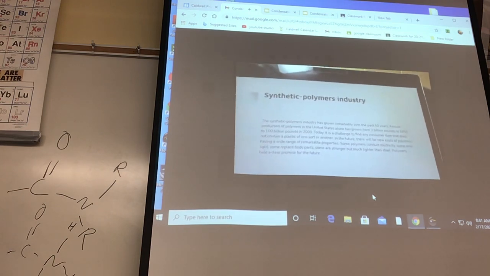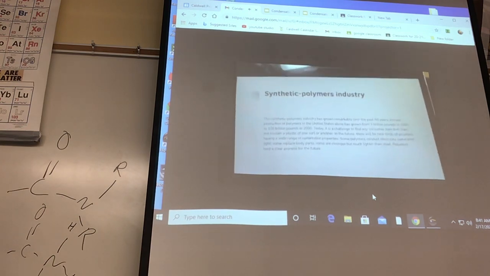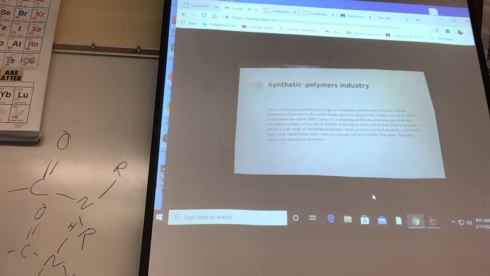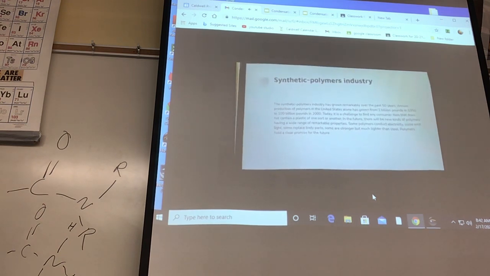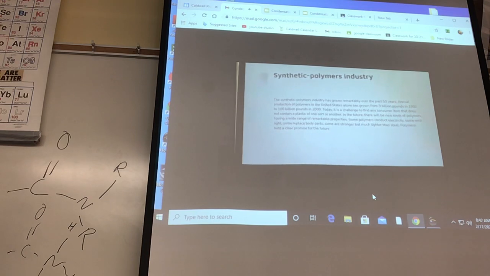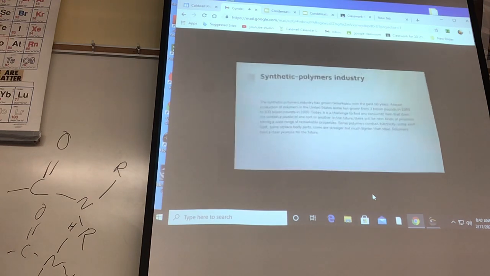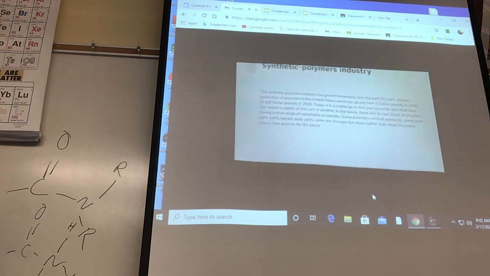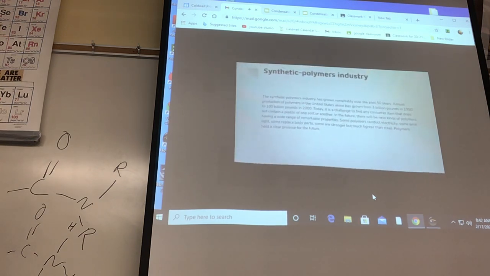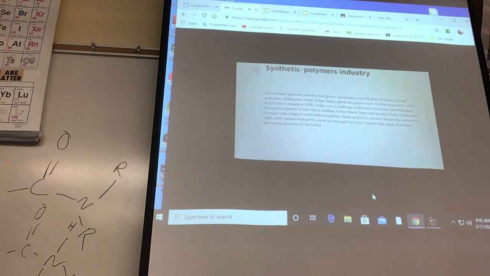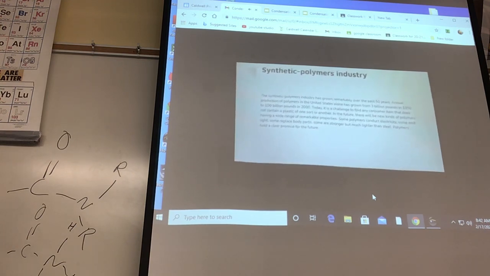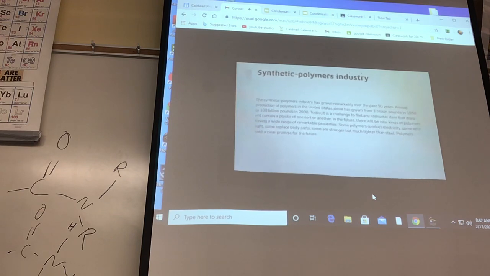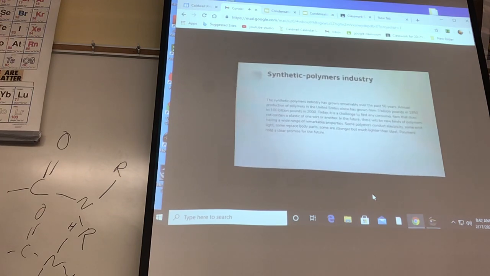The synthetic polymers industry has grown remarkably over the past 50 years. Annual production of polymers in the United States alone has grown from 3 billion pounds in 1950 to 100 billion pounds in 2000. Today, it is a challenge to find any consumer items that do not contain plastic of one kind or another. In the future, there will be new kinds of polymers having a wide range of remarkable properties.